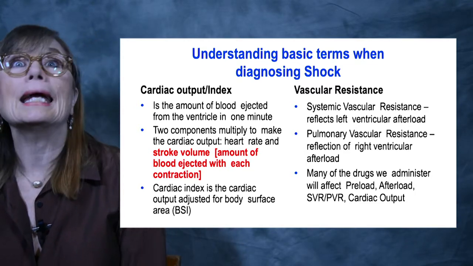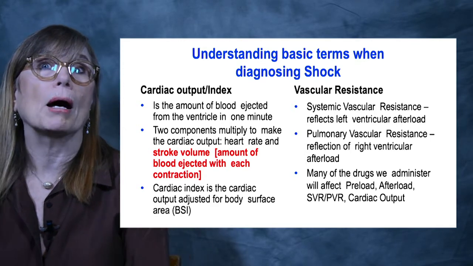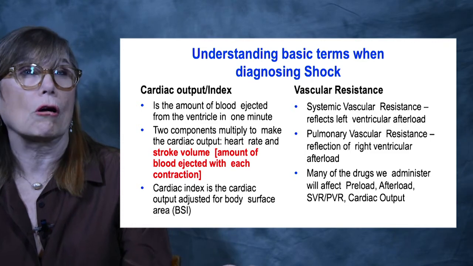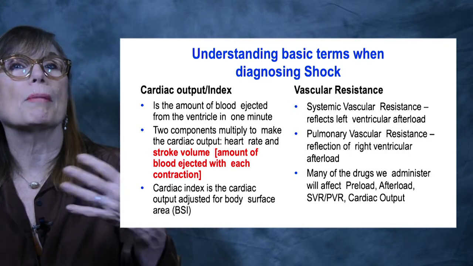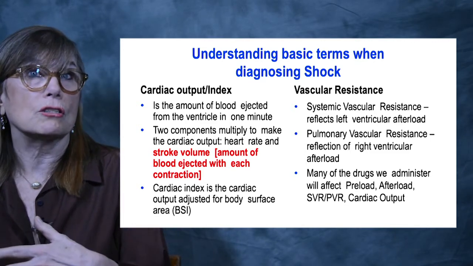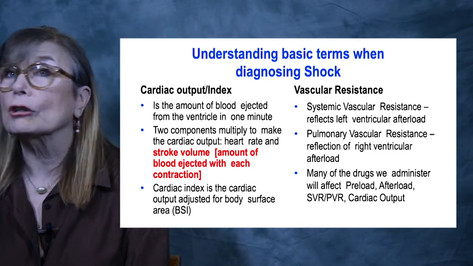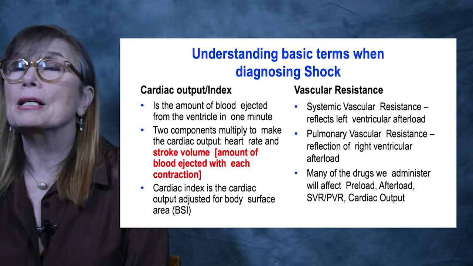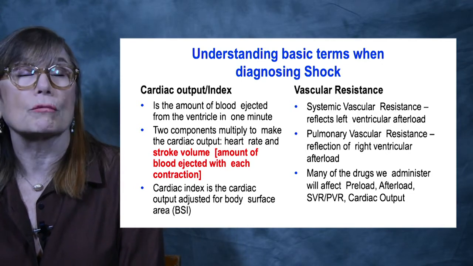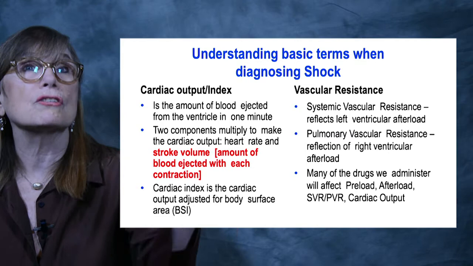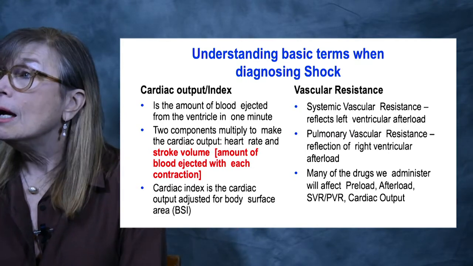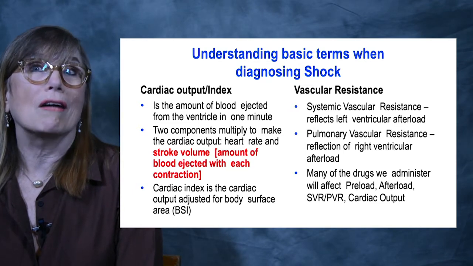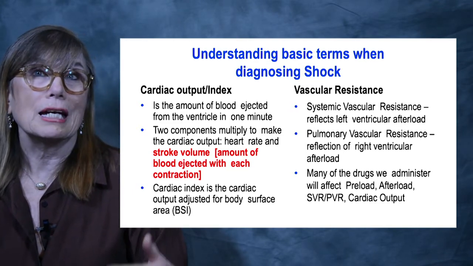Cardiac index is the dividing of cardiac output by the body's surface area, which is a much more meaningful measure than pure cardiac output because it tells us about blood flow dynamics relative to the size of the patient. Vascular resistance, as I mentioned before, is really our afterload measure. And we talk about this as systemic vascular resistance being the resistance to LV ejection, and pulmonary vascular resistance as being a reflection of the right ventricle's ejection.